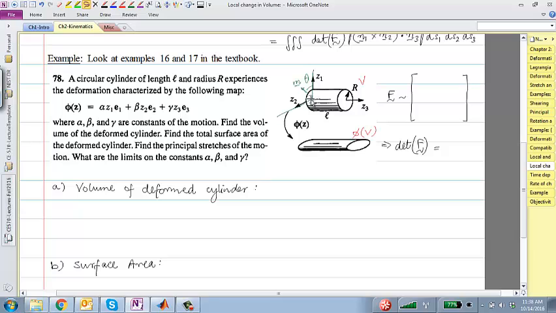So whatever was in Z1 will go to alpha times Z1. Right? If alpha is greater than 1, it's just stretching in the Z1 direction by alpha, stretching in the Z2 direction by beta, stretching in the Z3 direction by gamma. It's a simple stretch in the three coordinate directions. And the question says, find the volume of the deformed cylinder, find the total surface area of the deformed cylinder, find the principal stretches and motion and all that.